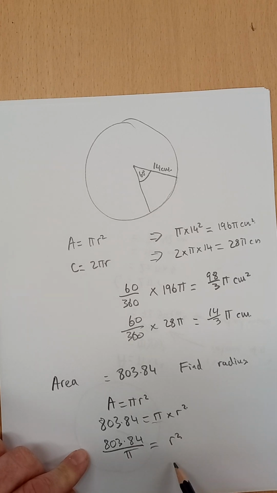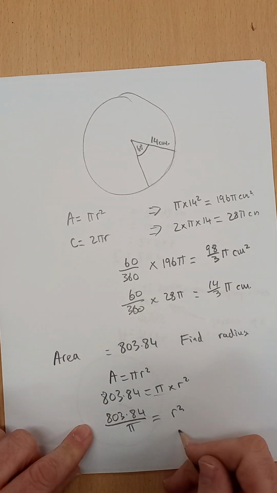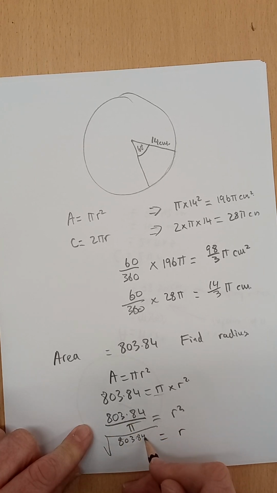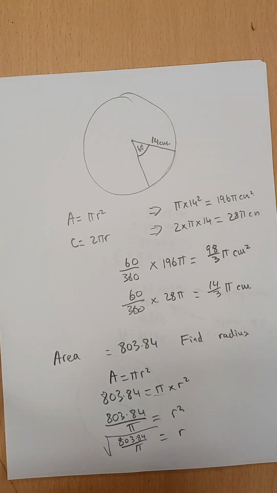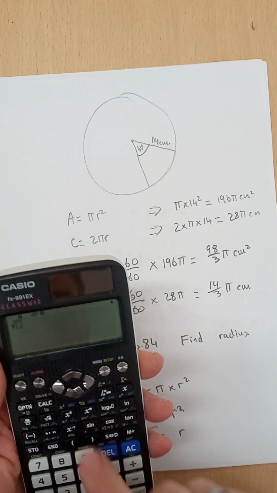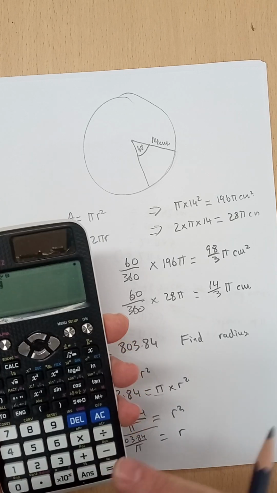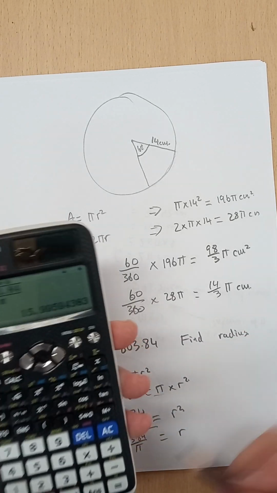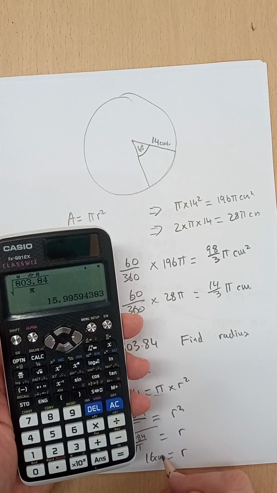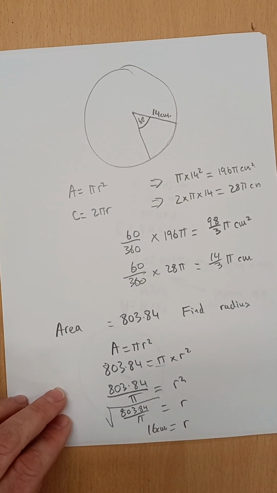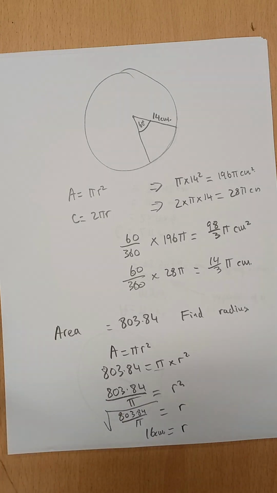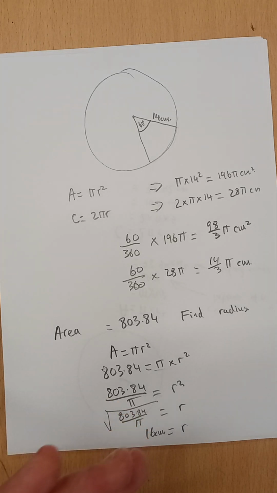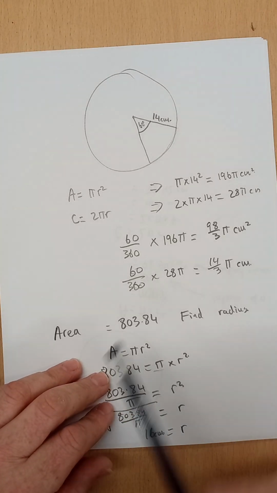To get the number, in this case, all I'm going to do is get the square root of this. And that should give me roughly the answer. Square root of 803.84 over pi, 16 to the nearest. So there you go. That's how you do those type of questions. Okay? Right, so that's the basic shapes. And now listen, they can add these shapes together and do magic things with these shapes. But the reality is that's how to do all the basic ones.